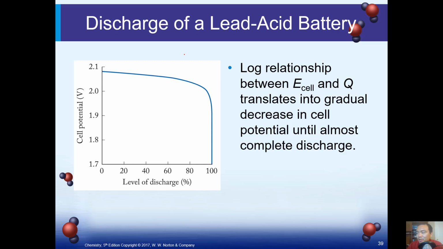As expected from the Nernst equation, you do see as time goes by, the reaction proceeds and the battery discharges, but it's not a very dramatic change until the reaction is very near completion. The gradual change of E cell is due to the logarithm relationship between the E cell and the Q. The result is that most batteries, including car batteries, can deliver a voltage very close to their designed potential until they are nearly completely discharged. This is really important for the batteries to function properly.